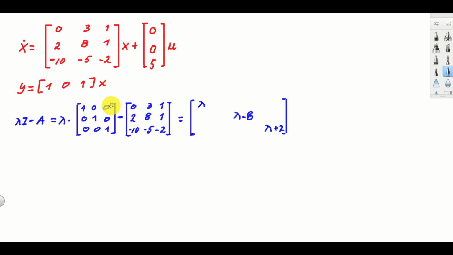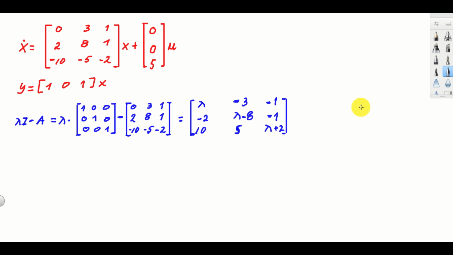Okay, let's see all of the off-diagonal entries. Let's see what do we have here. We have minus 3 over here. Then we have minus 1 over here. Then over here we have minus 1. Then over here we have 10. Over here we have minus 2. And finally over here we have 5.